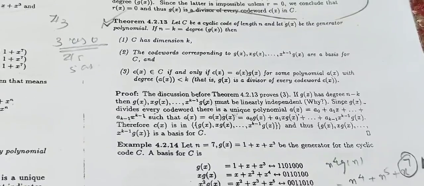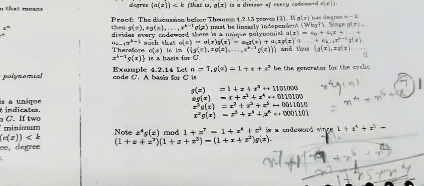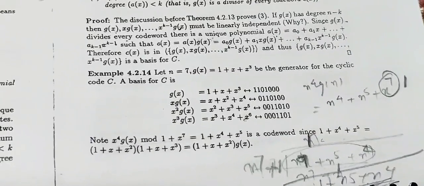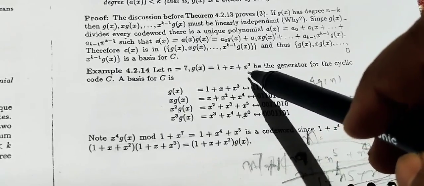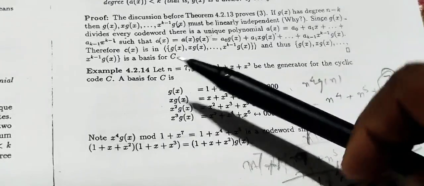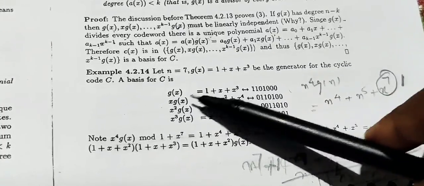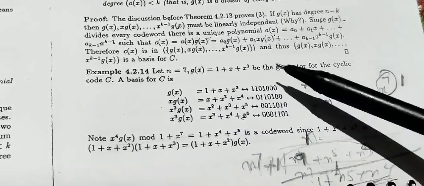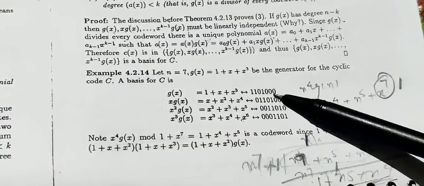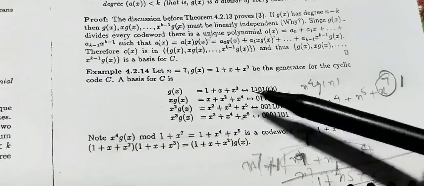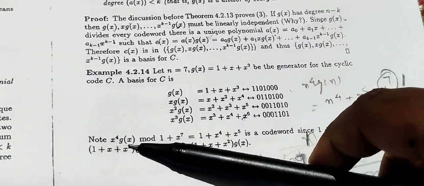Okay, and here the example. Here n is equal to 7, and g of x is given as the generating polynomial 1 plus x cube. So what is the basis for c? This is the question. First g of x, and corresponding to this polynomial we write the word. This is the word, and x into g of x is this one, x square into g of x is this one, and x cube into g of x is this one, and x raised to 4.